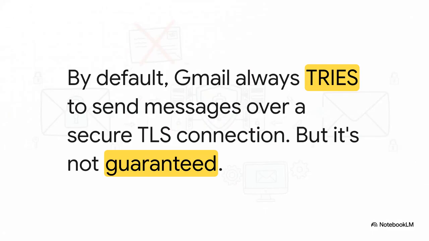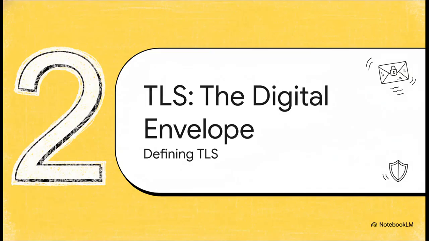Now you might be thinking, wait a minute, doesn't Gmail already do this for me? And well, the answer is kinda. By default, Gmail always tries to use a secure connection, but tries is the really important word here. If the email server on the other end doesn't support the secure connection, Gmail will just shrug and send it anyway as that open, vulnerable postcard. So, how do we make sure our messages always go inside that secure envelope?